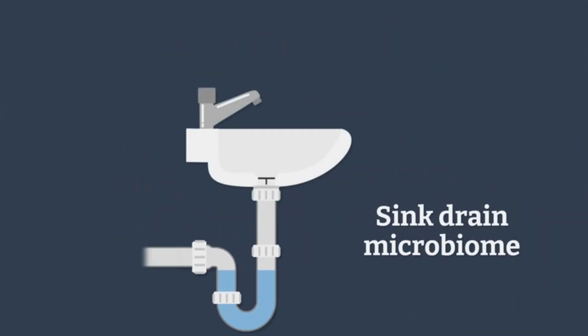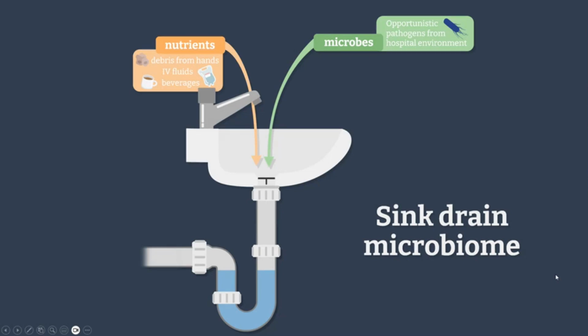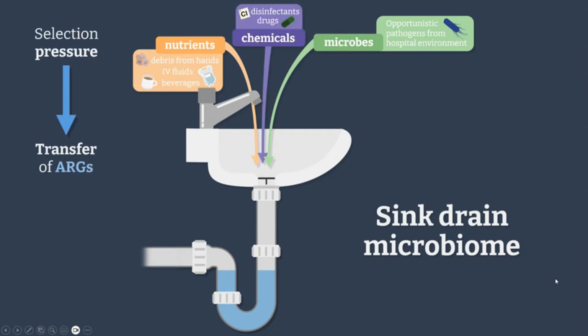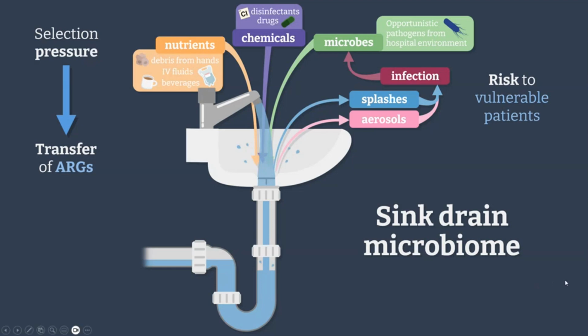And just zooming out, thinking about what goes down a hospital sink, you've got constant microbes going down from the hospital environment. You've got nutrients going down. There's lots of chemicals going down, and that could be disinfectants that are regularly used, or even drugs in a hospital. And you can imagine that can cause a big selection pressure on the biofilm that could increase the transfer of resistance genes. And every time you run the tap, you're getting splashes and aerosols that can cause infection in immunocompromised patients nearby. And any infection in the hospital can end up going back into the sink, and outbreaks can be prolonged by bacteria living in these sinks and being hard to get rid of in the hospital environment.